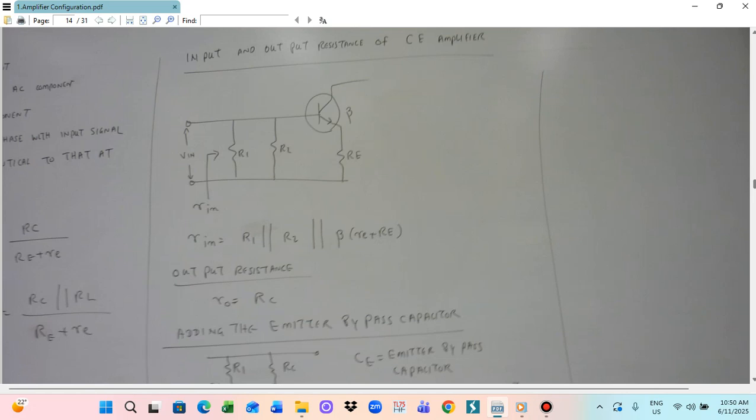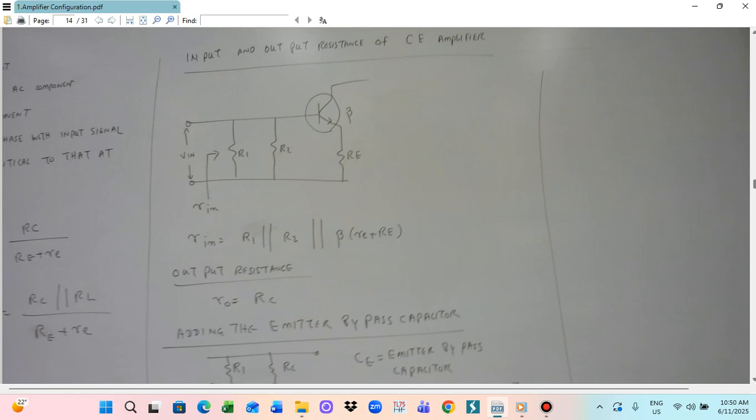The reason to provide C1 and C2 is to prevent the DC voltage from passing. If the DC voltage is included in the input or output signal, the signal will not be clear. So we have to eliminate the DC voltage, and the best way to eliminate the DC is providing C1 and C2. So this is the circuit arrangement for the CE amplifier.